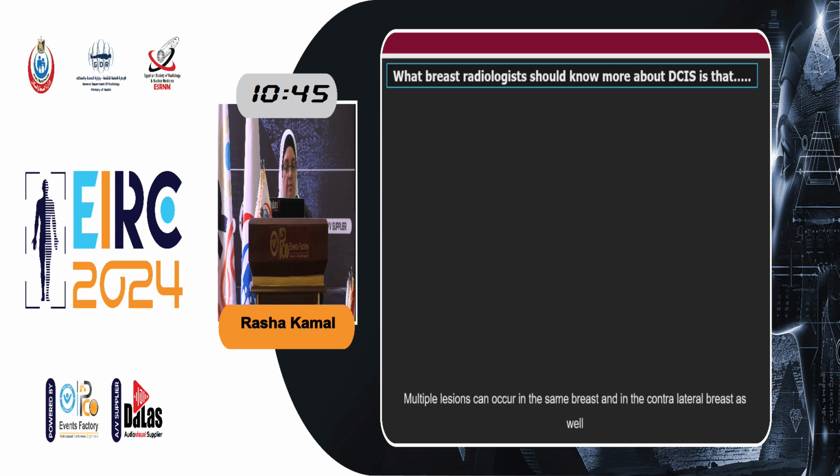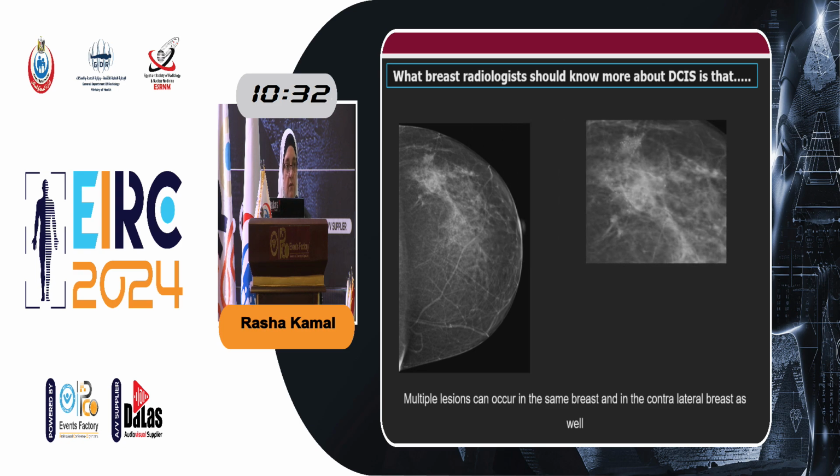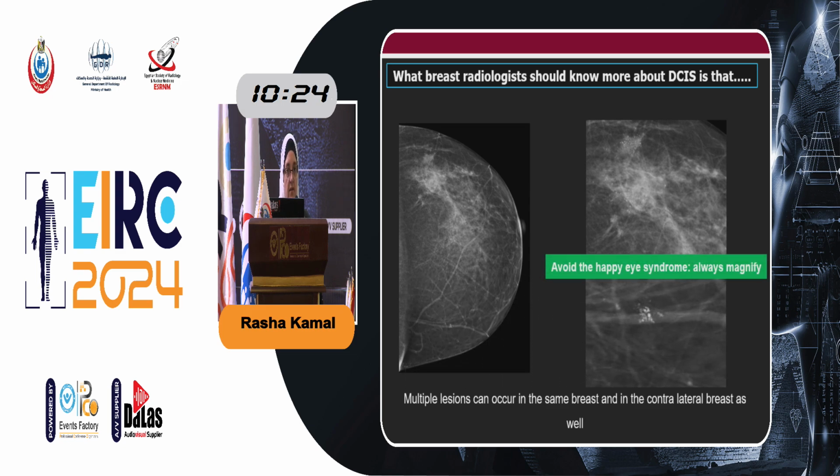What we should know more about DCIS also is that multiple lesions can occur in the same breast or in the contralateral breast as well. For example, we have this case. There's an evident focal asymmetry in the upper outer quadrant showing microcalcifications. If we do not look closely inside the breast, we would miss another small DCIS seen in the inner breast quadrant, and definitely managing a multicentric disease is not like managing a unifocal disease. So this was a multicentric DCIS.